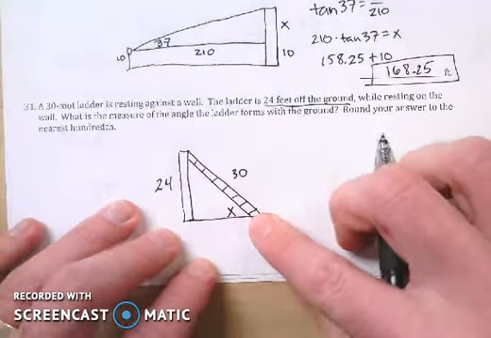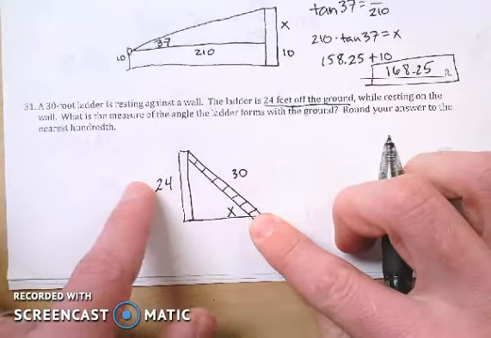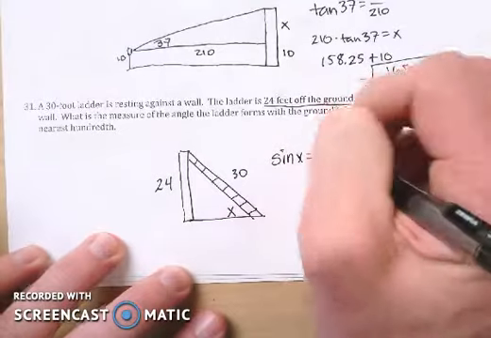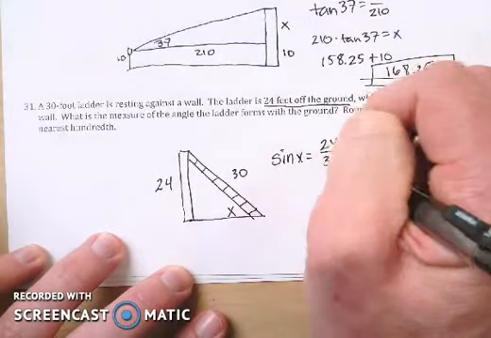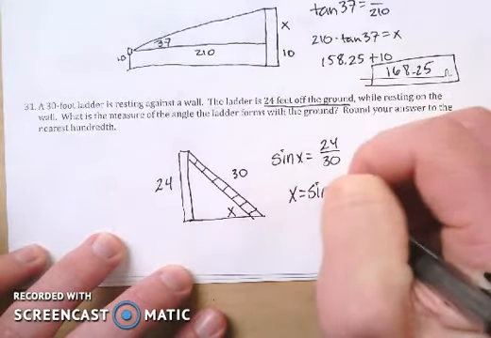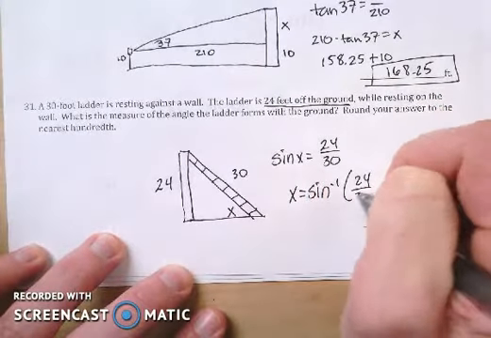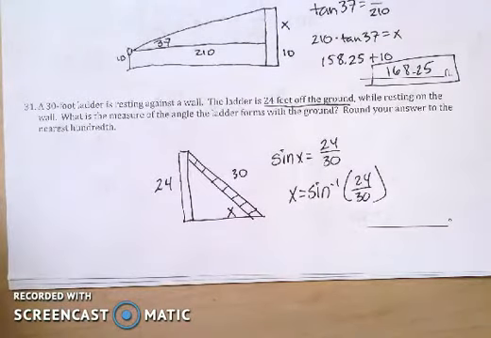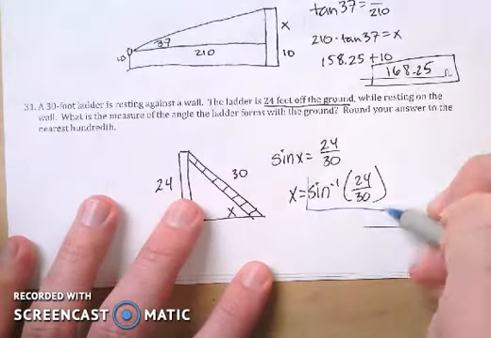So from this angle I'm looking, I have opposite and I have hypotenuse. So I'm going to use sine of x equals opposite over hypotenuse, which means x is going to equal the inverse sine of 24 over 30. I'm going to go ahead and plug that in my calculator, but this would be a calculator-ready answer.